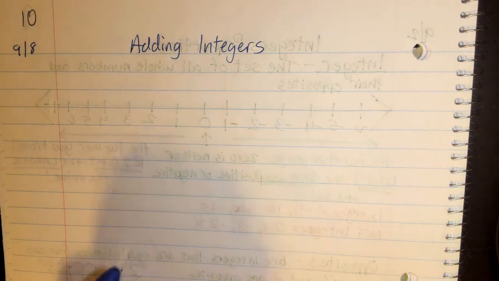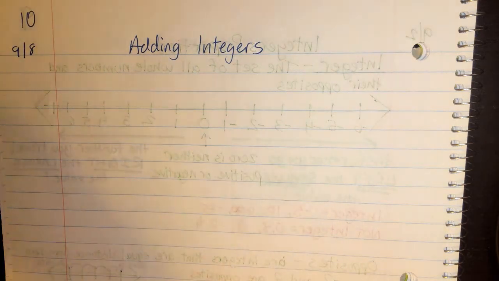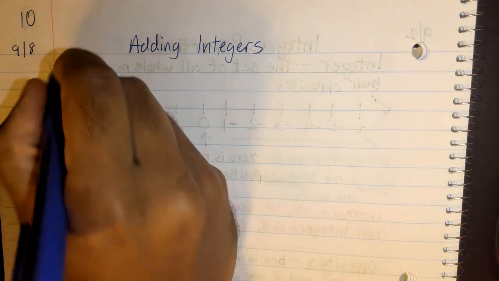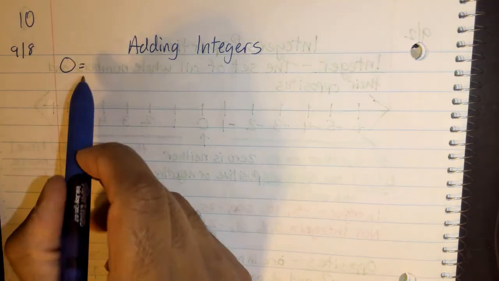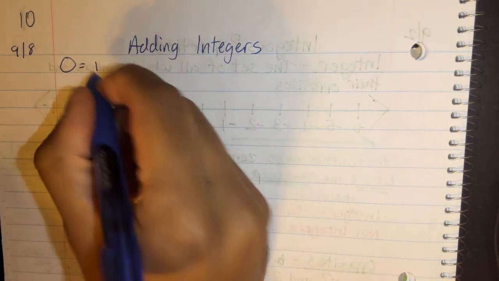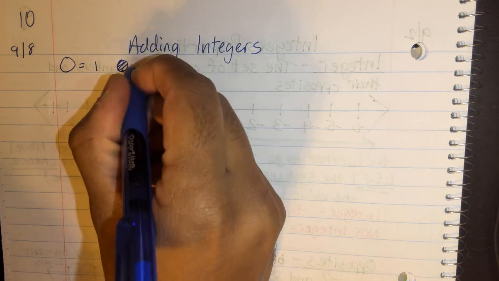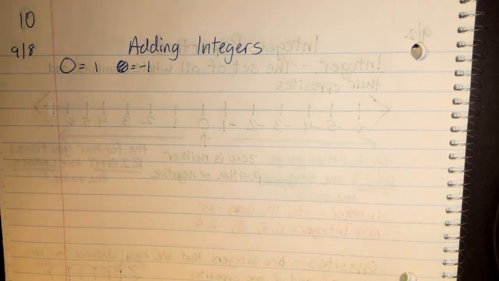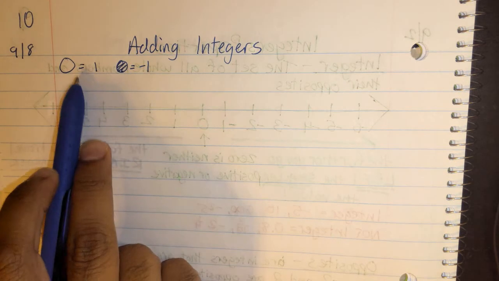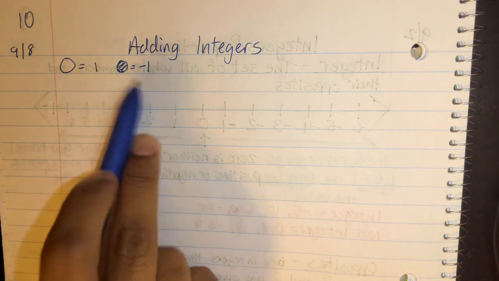So with adding integers, we're going to first do it with our color counters. Now, if you have colors at home, great, more power to you. I'm just going to do a shaded and an unshaded circle. So unshaded is this, that equals 1. And a shaded circle is going to mean negative 1. So unshaded means 1, and a shaded means negative 1.